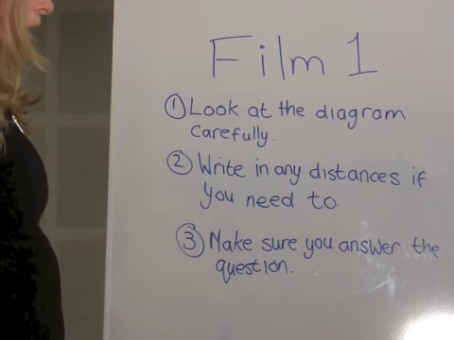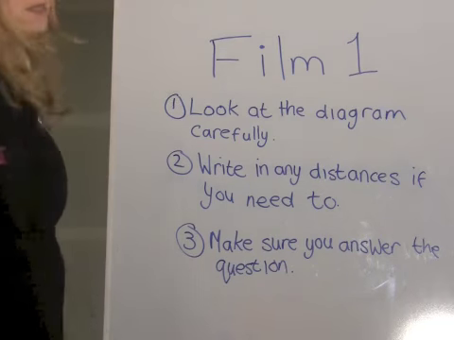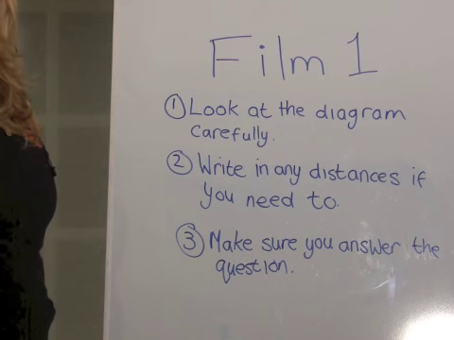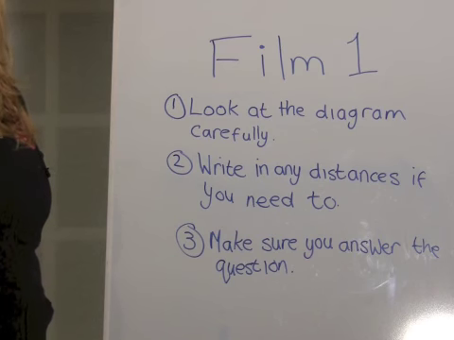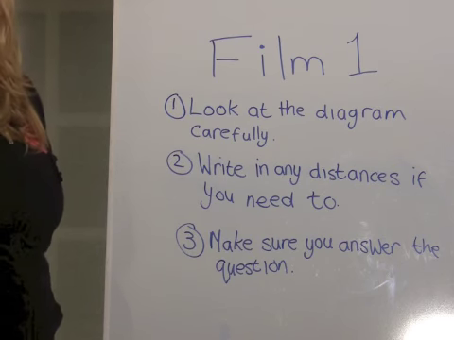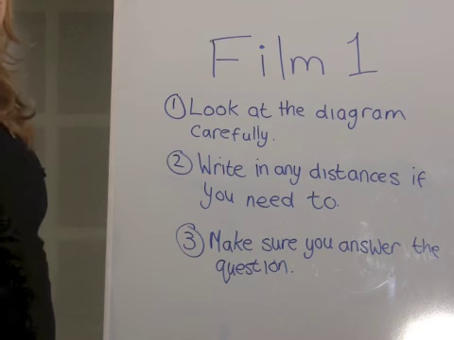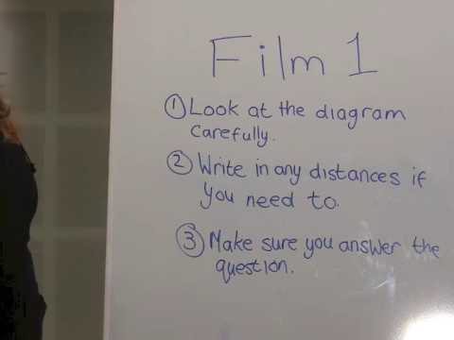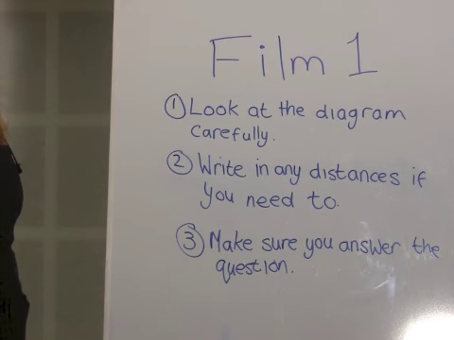And number 3, make sure you answer the question. If it wants a distance from Acton to Ealing Broadway, then that's the distance you must find. The fact that the journey might continue to somewhere else is irrelevant. Make sure you answer the question. Good, I think you're ready to tackle the questions marked number 1.